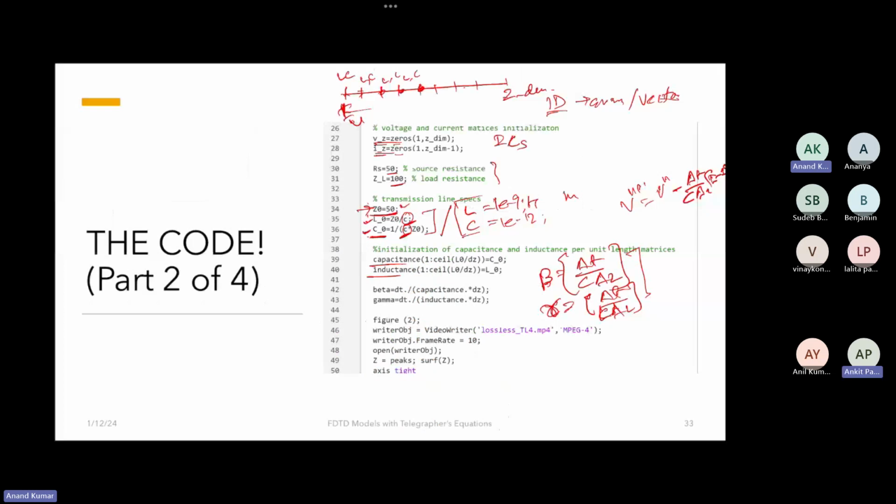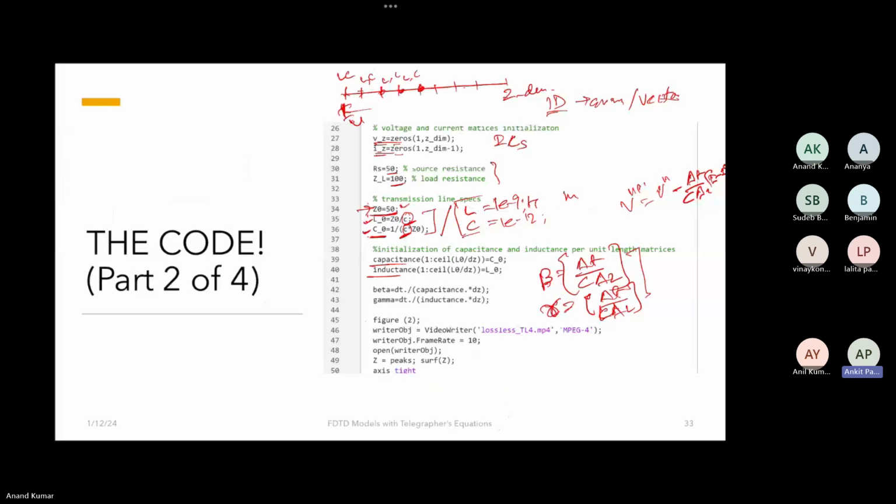So the capacitance and inductance, do they actually change with this length? Is it a function of length? You can make them a function of length. It will be one of the questions in the assignment that you will get now.